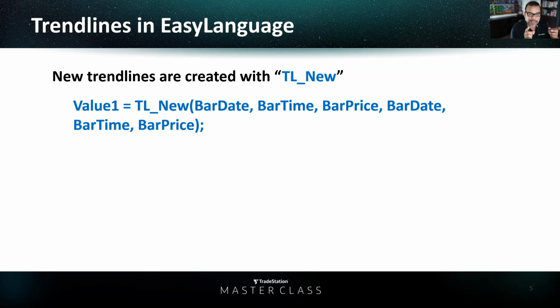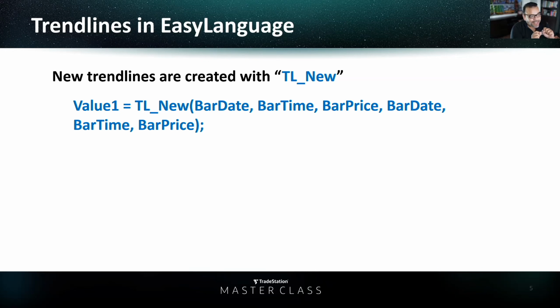So the new trend lines are created with this reserved word, TL_new. Every time you type that into an EasyLanguage document, it's going to turn blue because it recognizes it as a reserved word. The way that it's built here is we are storing the trend line in something called Value1. Value1, if you've been using TradeStation for a while, is one of those pre-declared variables that we can use in EasyLanguage. You need a variable to store the trend line. We're using Value1, but you can create your own variable if you want. We're going to look at an example where we do that, but you can use Value1 as a temporary placeholder, or as a permanent placeholder, that's up to you.